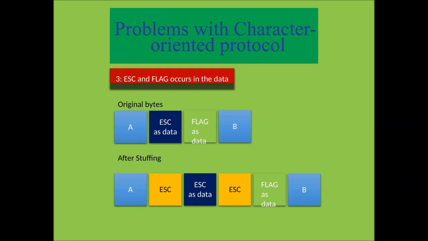So after stuffing, in the next scenario you can see we have inserted a flag, we have inserted escape, and we have inserted escape as data. So one escape byte is inserted with A, one escape byte is inserted with B as well as the flag, and escape as data is inserted previously. In this way we will control the problem of the same bytes occurring in data as well as flag and escape character.